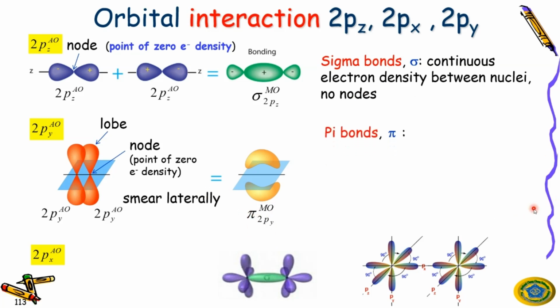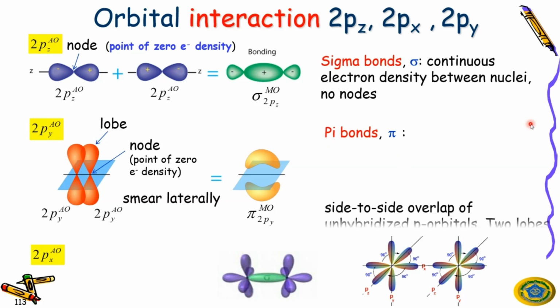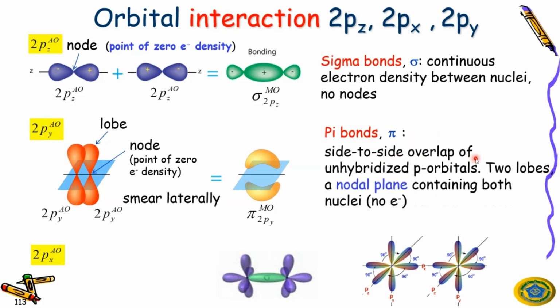What does a pi bond mean? A pi bond means side-to-side overlap of unhybridized p orbitals. There are two lobes and one nodal plane. The nodal plane is where there is zero density for the electrons.